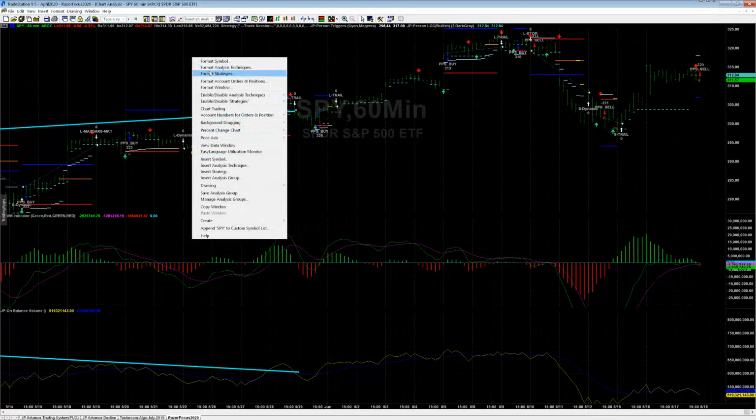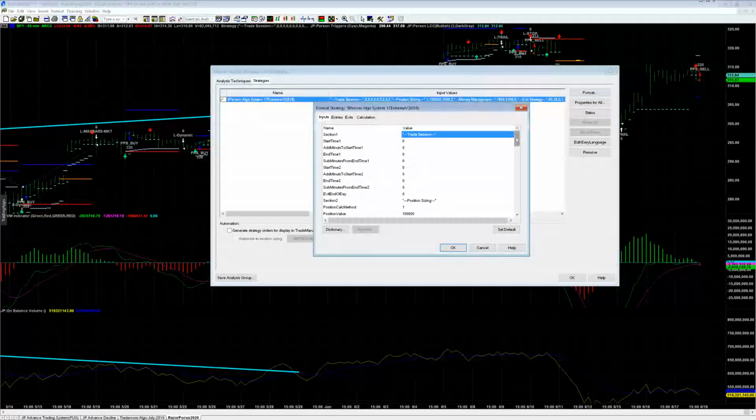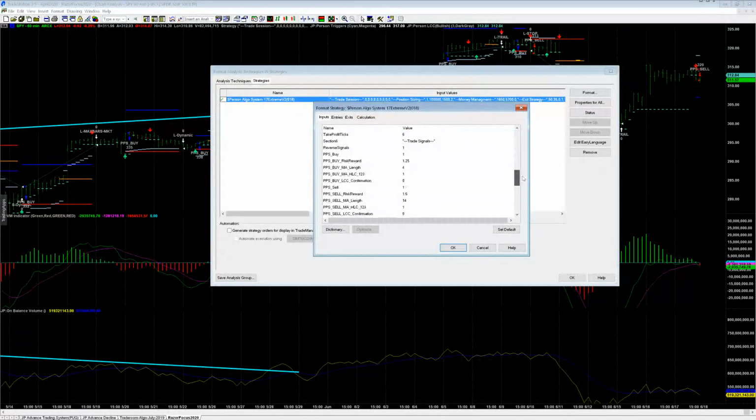When I say it optimizes out, let's go to format strategy. It reverses out, meaning if it was long and a sell signal took over, and it didn't quite get stopped out, the sell signal would get you out. And that's that reverse signal right there. All right, that function. So again, stop loss here on a spider, 5 ticks.